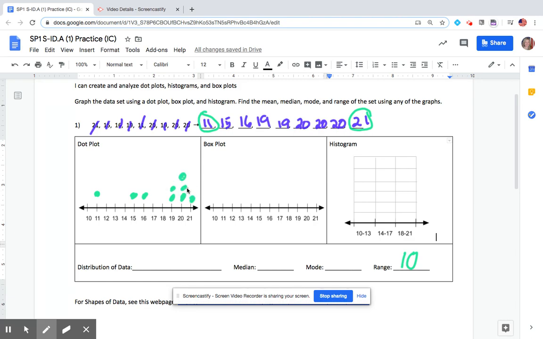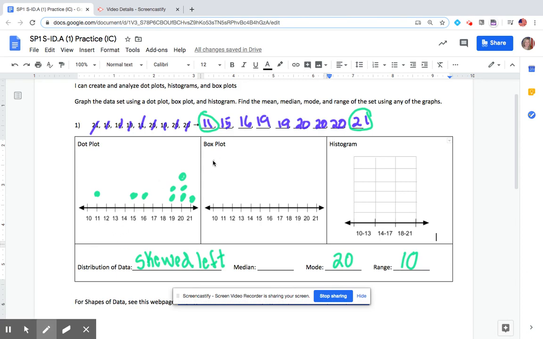And what's nice about this, it shows me that there is a mode of this data. The mode, the most common data value, is 20. And the median, it's not going to be as easy for me to find the median from my dot plot, so I'll wait to do that with my box plot. The distribution of the data, I can see this is skewed left. It's kind of going this direction. And then I'm going to move on to my box plot.